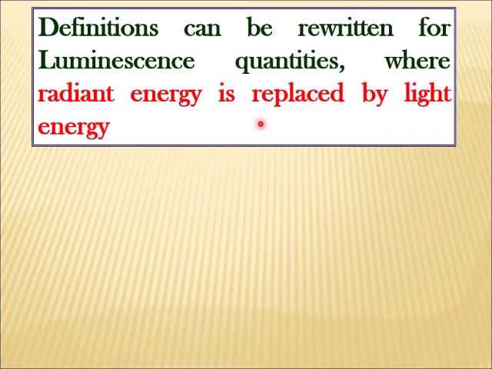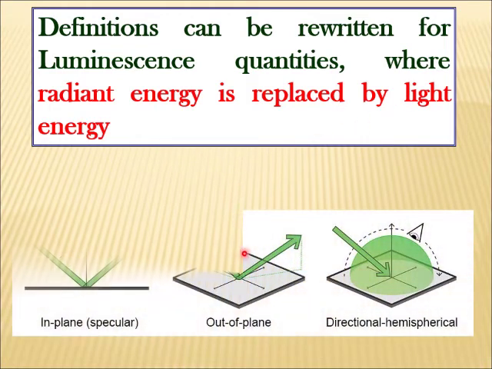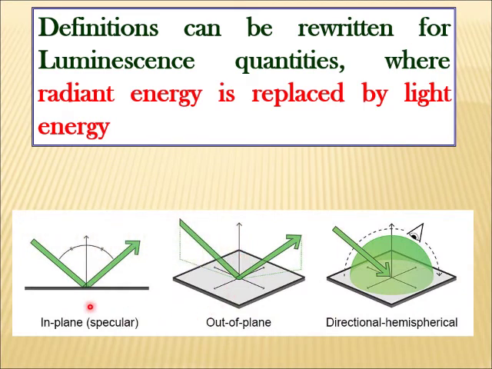The same definitions are applicable for luminescence quantities where radiant energy is replaced by light energy. Now, let us consider a light beam incident on a one-dimensional plane or a straight line or x-axis. The beam is incident in the x direction and gets reflected along the same x direction. We say the beam is reflected in plane or specular.